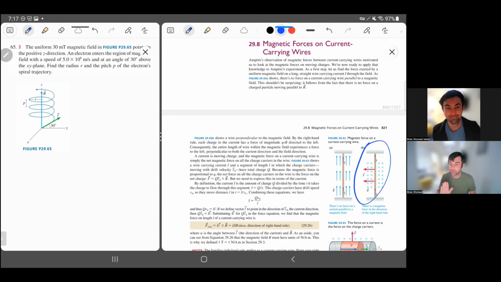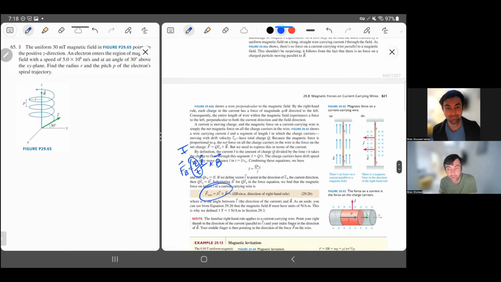So take your right hand, fingers up, curl your fingers towards the screen, and you get that your thumb points to the left. So force is to the left right here. Now with currents, we normally talk about the current in the wire rather than the charges themselves. So instead of q v cross B for the force, v is like length per unit time. If we move the time over to the charge, charge over time times length cross B is the magnetic force. So this right here is current.